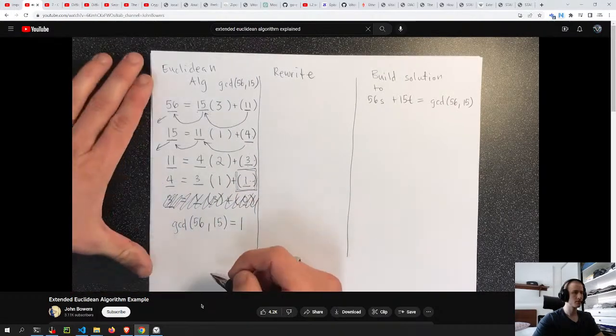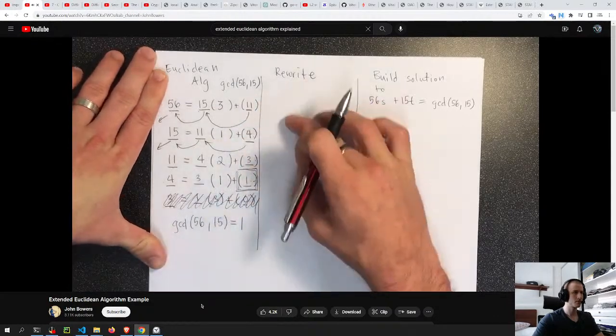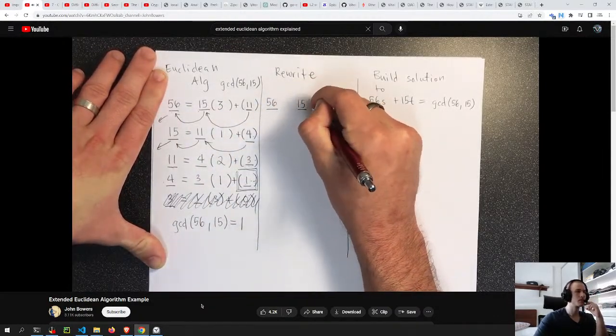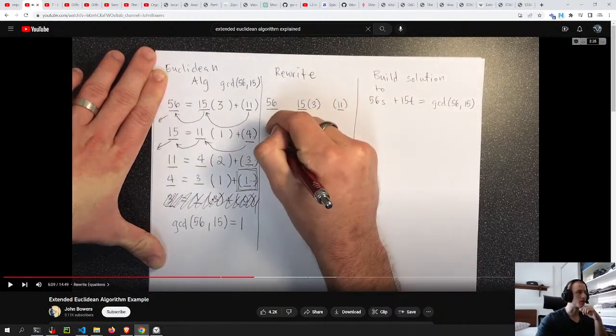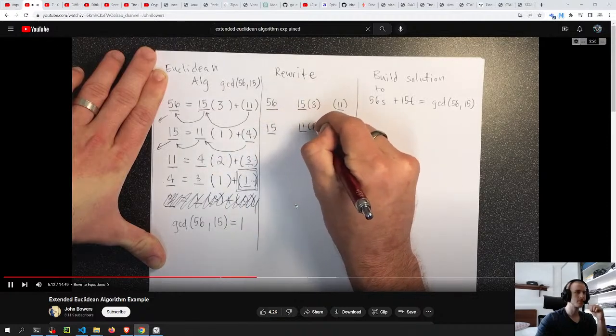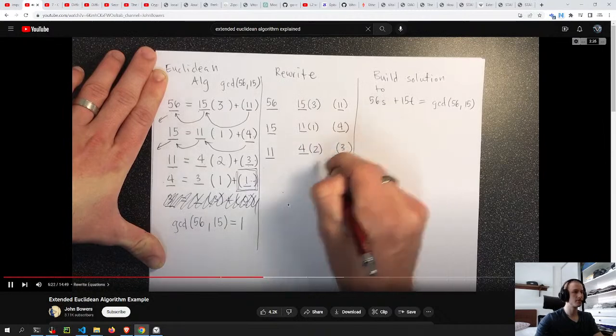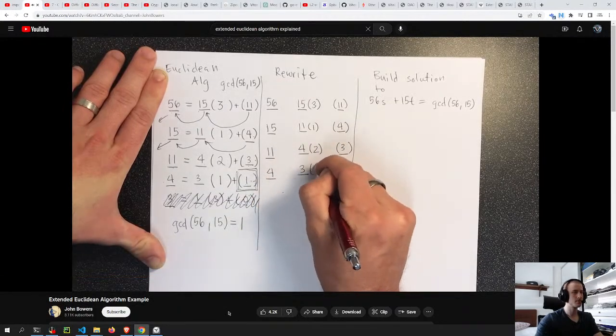And so if you think about it, one way to do this really quickly is to write out the same equations here, but we're going to leave off the equals and plus for a second. So this is 56 underscore. Do not forget these underscores and make sure you put them in the right place because they're going to be important. 3, 11, right? It's very confusing to understand. I'm not gonna lie. This one is 15 underscore 11 times 1 plus 4. This one is 11 underscore 4 times 2 and 3. This is 4 underscore 3 times 1 and 1.